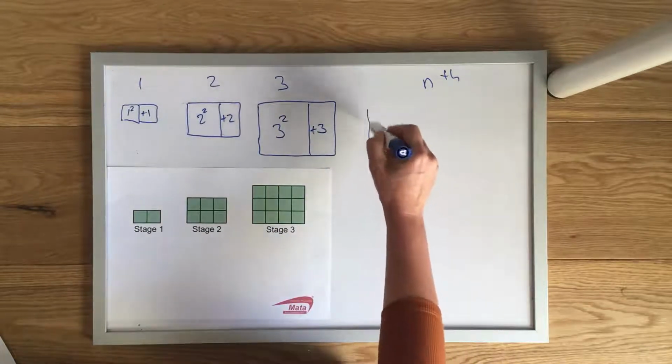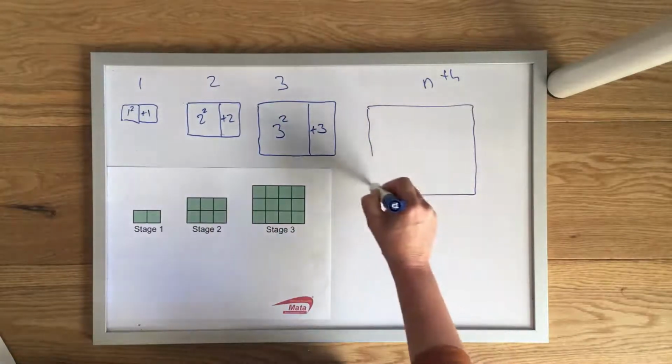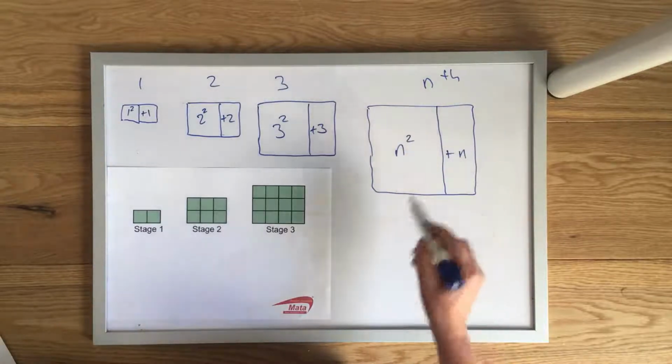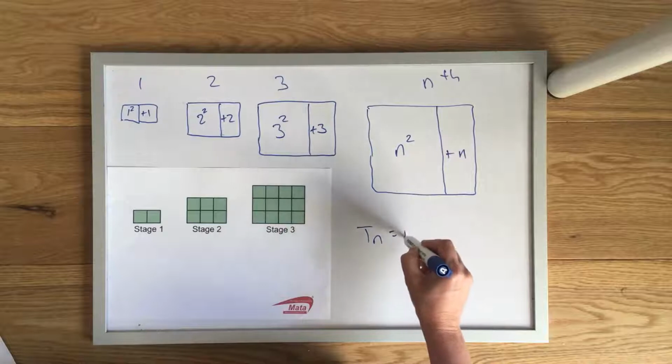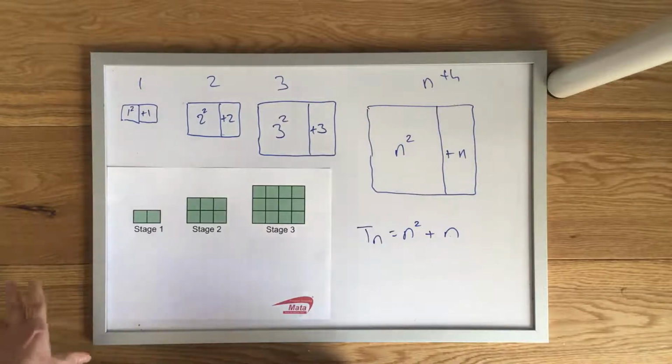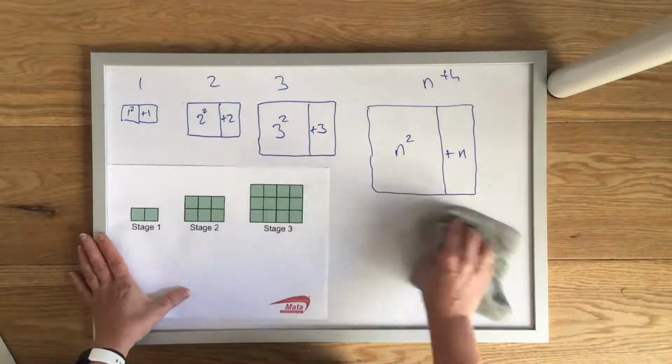So our nth term should be an n square plus n more, or our general term is n squared plus n more. Okay, so that's how you would do this pattern visually. Let's now look at it algebraically.